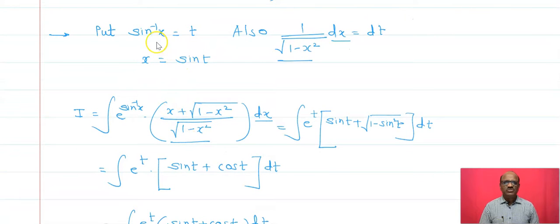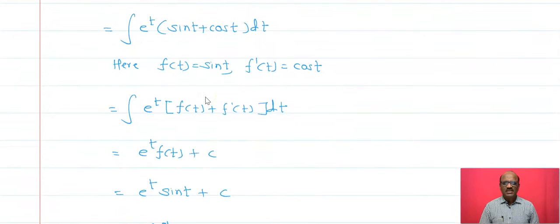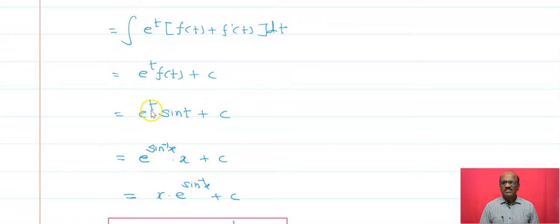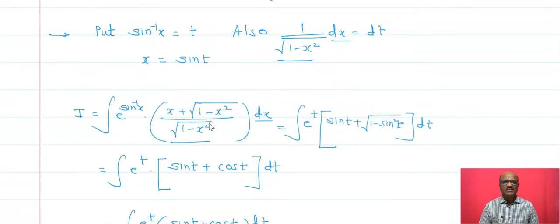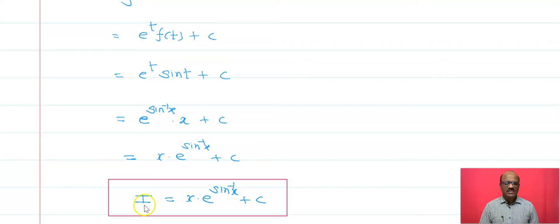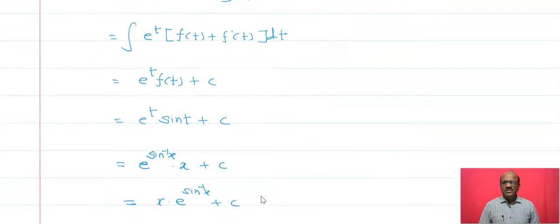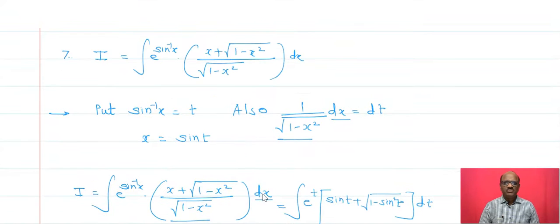That is t is equal to sine inverse of x. Now substitute t is equal to sine inverse of x, therefore we get e raised to sine inverse of x, and sine t is equal to x. In this way we will get the answer I is equal to x into e raised to sine inverse of x plus c. This problem is again solved by using the method of substitution.